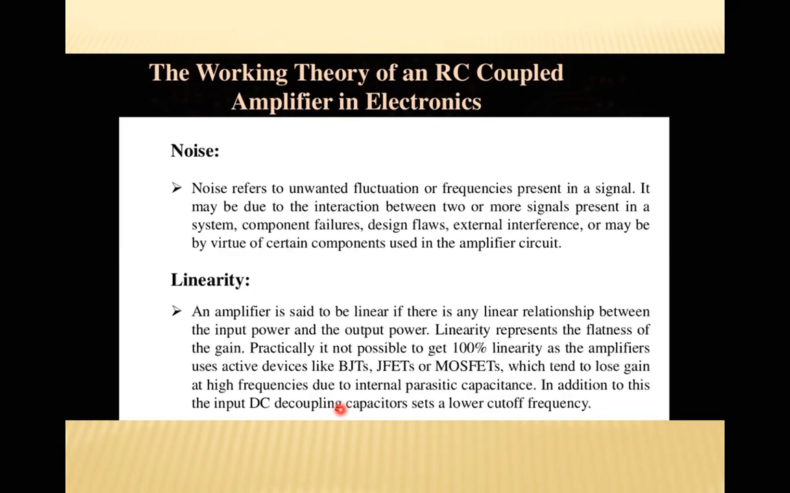Linearity. An amplifier is said to be linear if there is a linear relationship between the input power and the output power. Linearity represents the flatness of the gain. It is not possible to get 100% linearity, as the amplifier uses active devices like BJT, bipolar junction transistor, JFET or MOSFET, which tend to lose gain at higher frequencies due to internal parasitic capacitance. So we cannot expect 100% linearity in any form. In addition to this, input DC decoupling capacitors set a lower cutoff frequency.